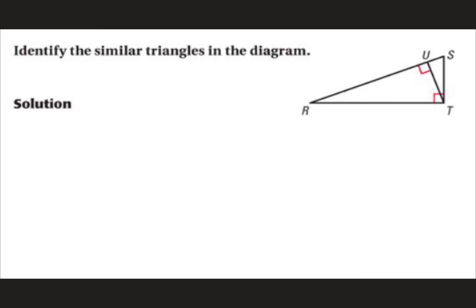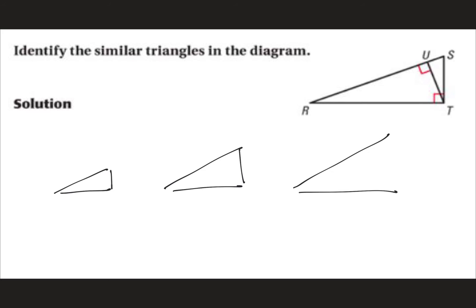Okay, we're going to identify the similar triangles in this diagram. So I'm going to draw our small triangle, our medium triangle, and our big original triangle. I'm going to put in our right angles. And we're going to start off by labeling those angles. So in the original triangle, the right angle is at angle T. In the medium, the right angle is at angle U. And in the small, the right angle is also at angle U.